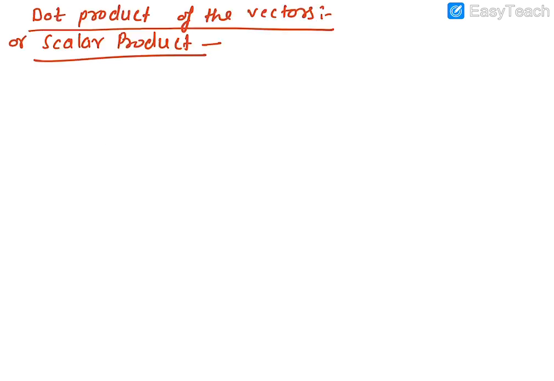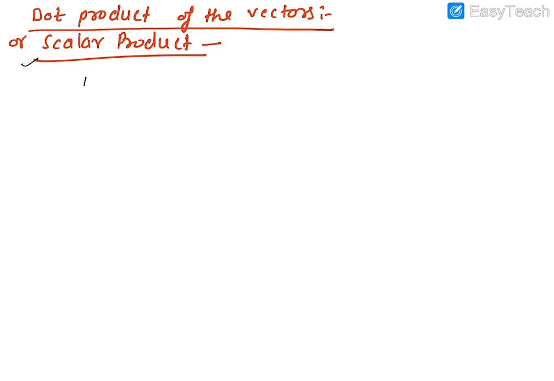So basically, the dot product or scalar product of vectors, as the name says, is a scalar. If we take the product of two vectors and in the result we get a scalar value, that is called the scalar product or dot product.